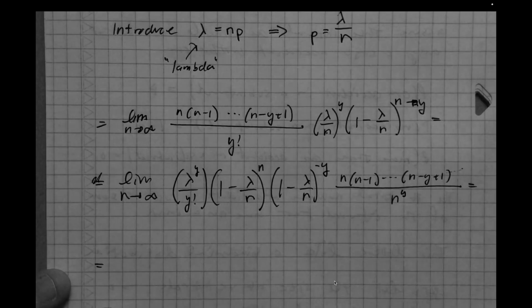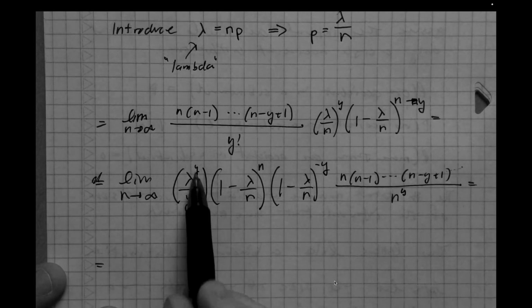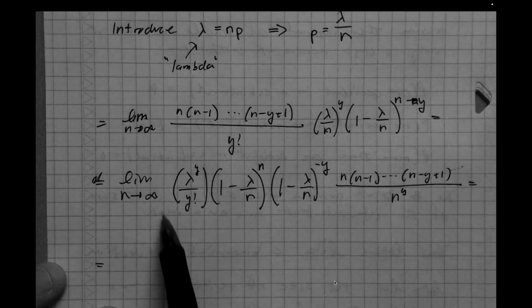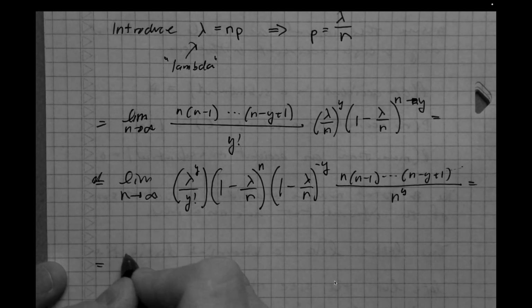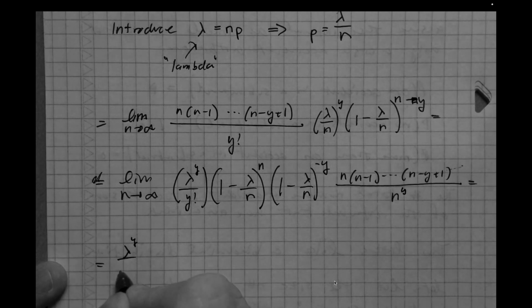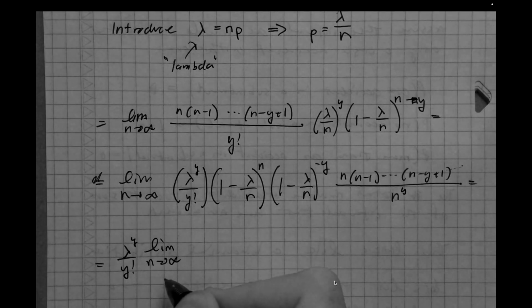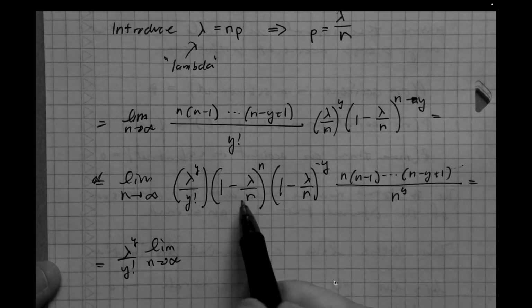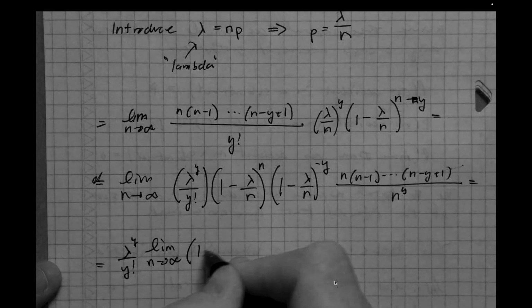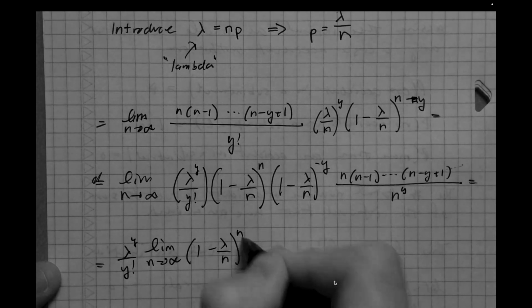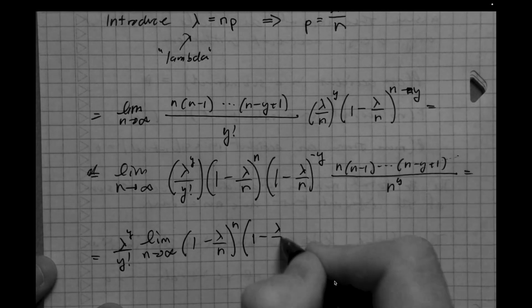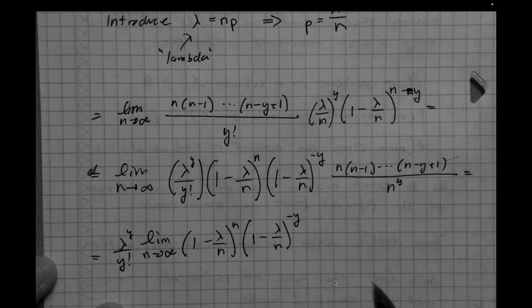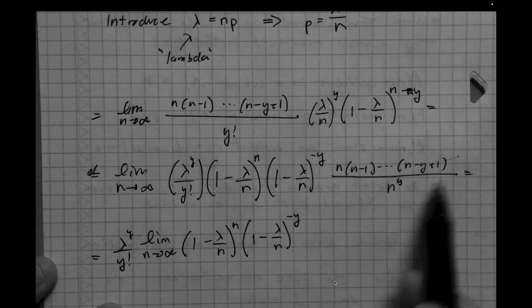Okay, and what's the point of doing that? Well, I can factor some stuff out. This is a limit as n goes to infinity, so these two we're stuck with, and they're going to come out front. So I've got lambda to the y power over y factorial times the limit as n goes to infinity. And basically what I have now is 1 minus lambda over n to the nth power times 1 minus lambda over n to the negative y power. And now this whole thing we can do something nice with.